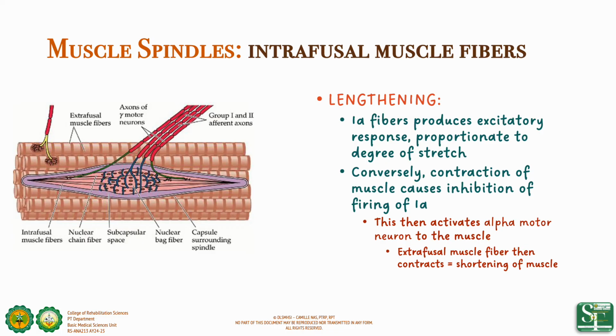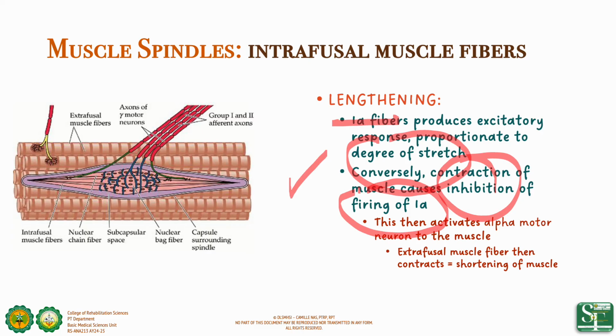Okay, so lengthening, pag nalalengthen na siya, nasa stretch, no, the type 1A fibers produce excitatory response proportionate to the degree of stretch. So, kung gaano kalakas or haba yung stretch, ganun din kalakas yung input na isisend, no, na kailangan for the reflex. So, conversely, contraction of muscle causes inhibition of firing of type 1A. So, kapag may contraction na, nagawa na yung reflex, sabihin, okay na siya. Hindi niya na kailangan mag-fire. Nagpa-fire lang siya kapag may stretch yung muscle. Okay, muscle. That's your type 1A.